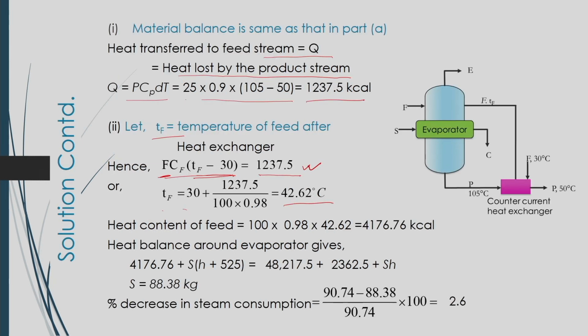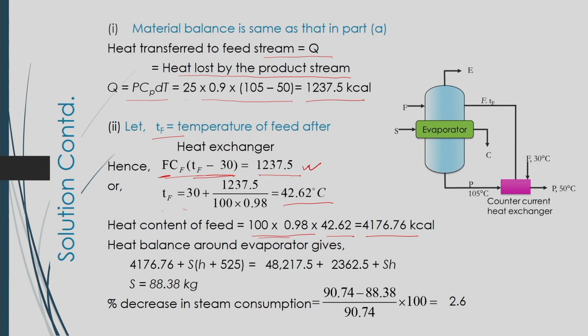Now, the heat content of the feed will be equal to 100 into 0.98 into 42.62 degrees Celsius. This is the temperature difference from the reference temperature of 0 degrees Celsius. Then finally, the heat content of the feed comes to 4176.76 kilocalorie.